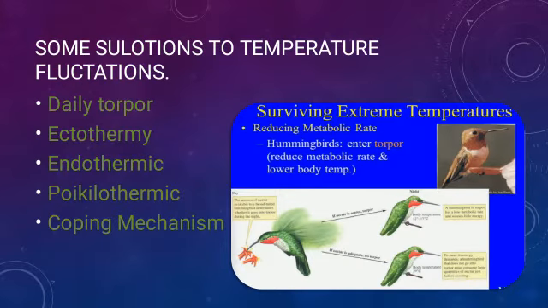Some solutions to temperature fluctuation, in which animals can survive in extremes of temperature. Number 1, daily torpor. Number 2, ectothermy. Number 3, endothermy. Number 4, poikilothermy. And number 5, coping mechanism.